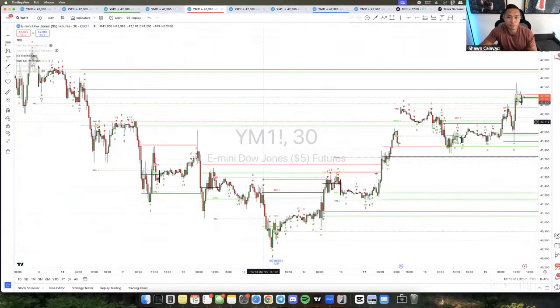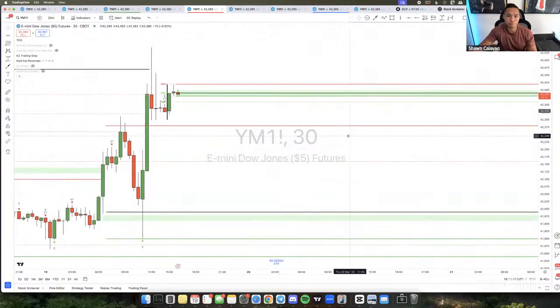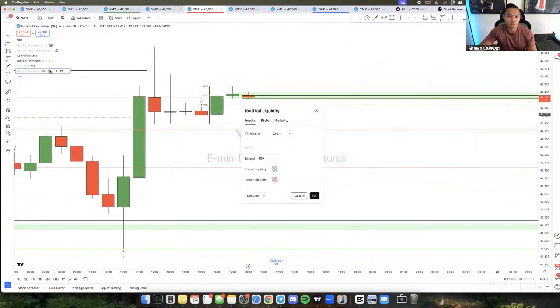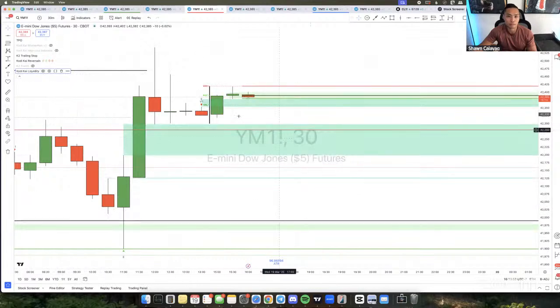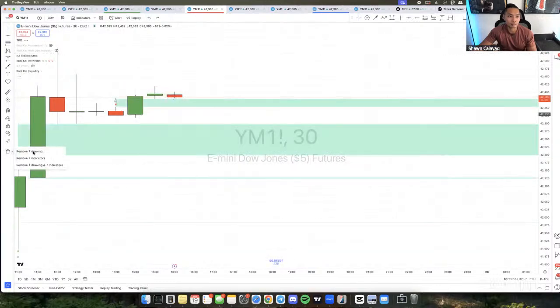For the 30 minute and the 1 hour, I would just use it as chart. I wouldn't use a 5 minute, of course, because we're on a higher time frame. So I would just leave it set to chart. And then I would do the same thing here. So see this right here? Oh crap, wrong button. So see this right here?